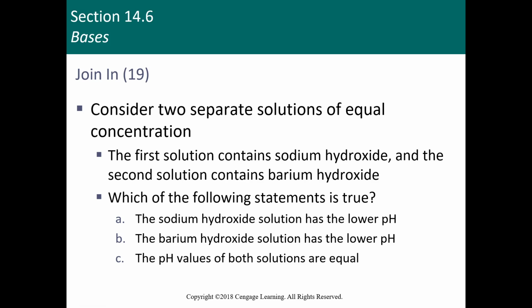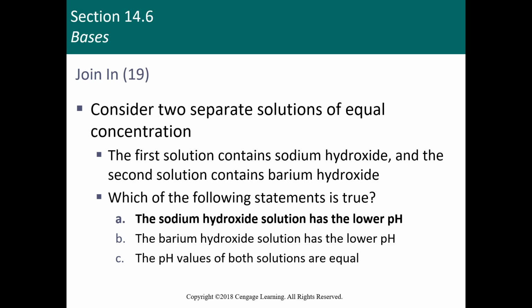All right, so let's consider two separate solutions of equal concentration. The first solution contains sodium hydroxide, and the second solution contains barium hydroxide. Which of the following statements will be true? The sodium hydroxide solution has the lower pH. The barium hydroxide solution has the lower pH. The pH values of both solutions are equal. Well, this is going to be the sodium hydroxide solution will have the lower pH.